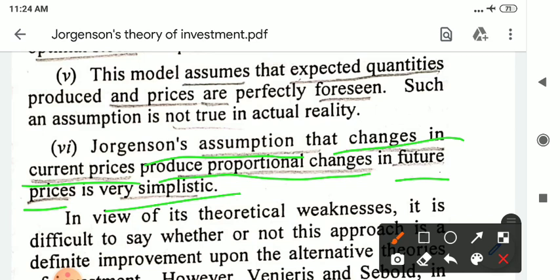So in this part of Jorgensen's model we have seen how the Cobb-Douglas production function has been used in order to come to the investment function IT, which is the investment function derived by Jorgensen in T period. Then we have also seen the differences between the neoclassical model and the Keynesian model, and after that we have seen the criticism of Jorgensen's theory of investment. I hope you have understood Jorgensen's model of investment.